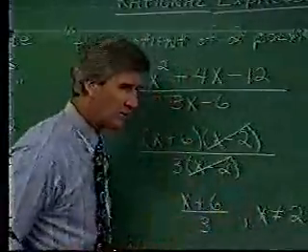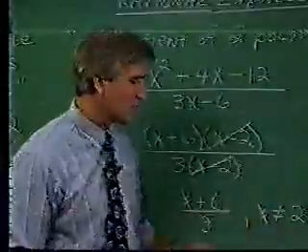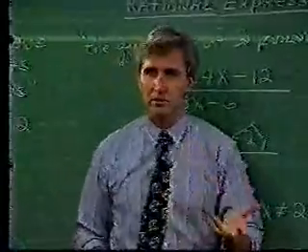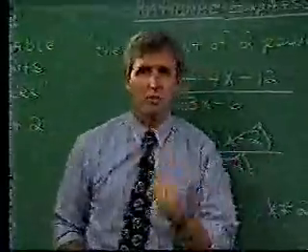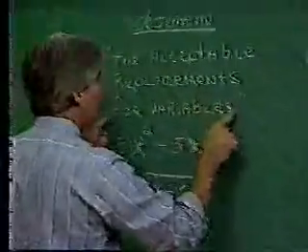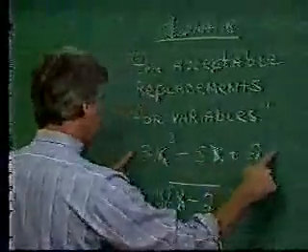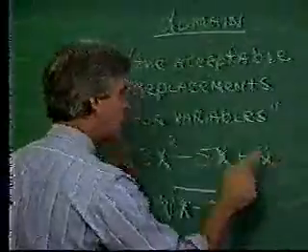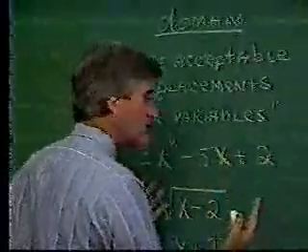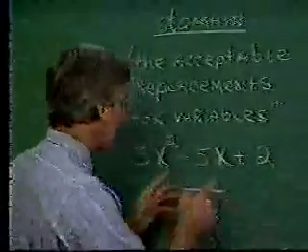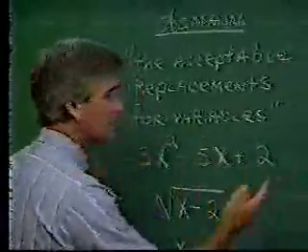Let's dwell on that just a moment. We're designating what's called a domain here for our expression. The domain is roughly the acceptable replacements for variables in expressions. In the expression 3x squared minus 5x plus 2, the acceptable replacements for x would be all the real numbers. If we replace x with any real number, this makes sense.